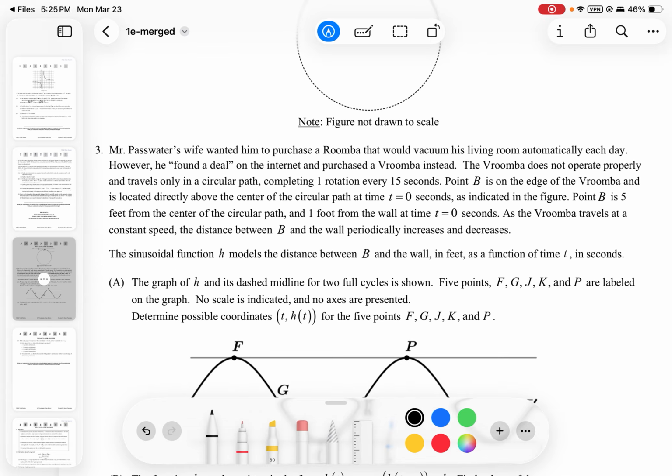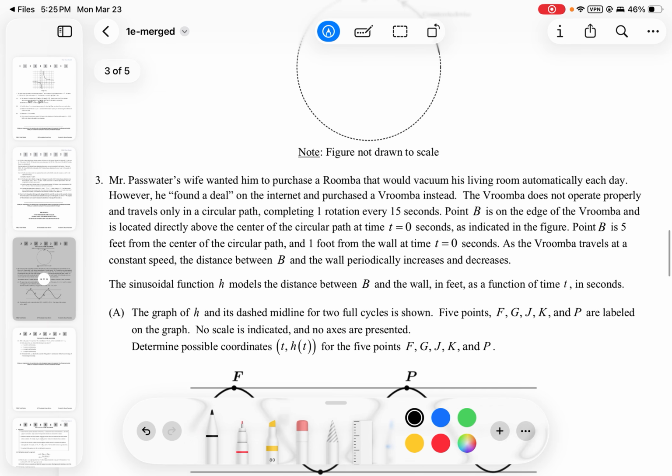Mr. Passwater's wife wanted him to purchase a Roomba that would vacuum his living room automatically each day. However, he found a deal on the internet and purchased a Roomba instead. The Roomba does not operate properly and travels only in a circular path, completing one rotation every 15 seconds. Point B is on the edge of the Roomba and is located directly above the center of the circular path at time t equals 0, as indicated in the figure.